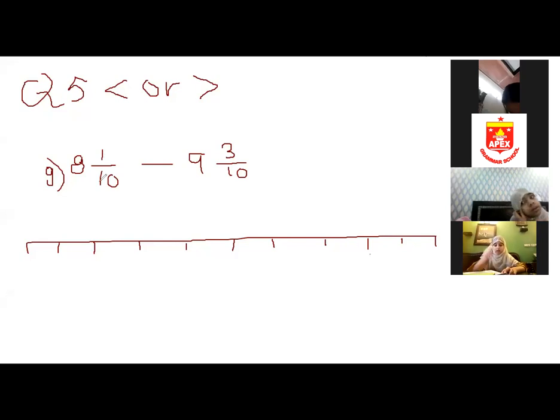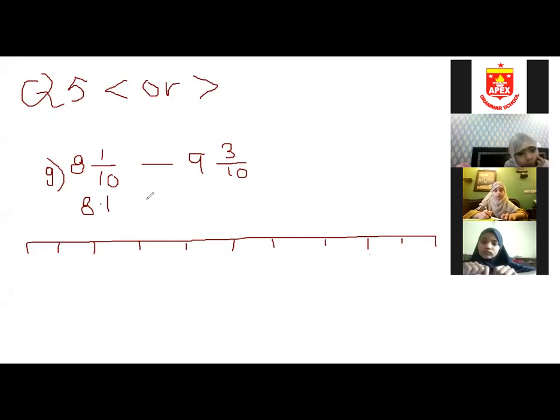We know 1 by 10 is 0.1. If we add 0.1 with our mix, it becomes 8.1. And again, I'm going to draw this line. I have 9 in a mix and 3 is a numerator and 10 is in a denominator. So 3 by 10 is 0.3. If I add 9 in 0.3, it will be 9.3. You can see clearly which one is greater or smaller.